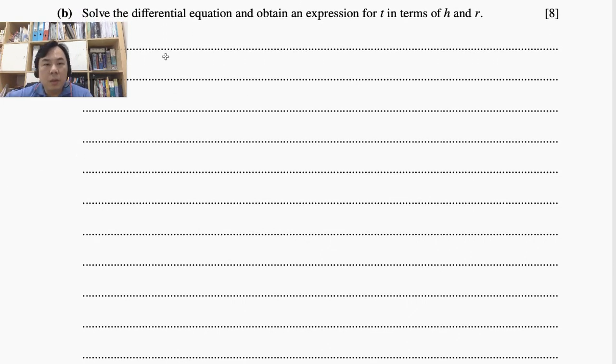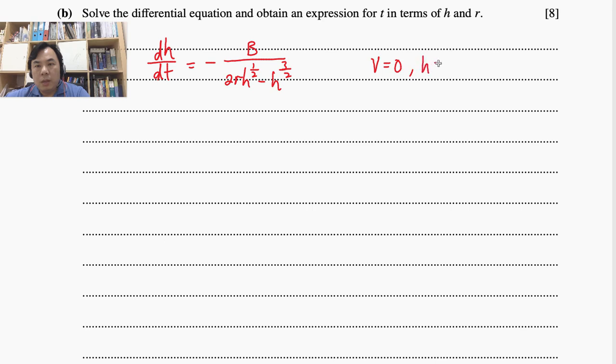Okay, so from here we have our differential equations. dH/dt is actually equal to negative b times 2r h^(1/2) minus h^(3/2). Now we need to solve the differential equations and obtain expressions for t in terms of h and r. We know that the container is empty, so the volume is equal to 0 and the height is equal to 0 when t is equal to 14. I think it's 14 seconds.